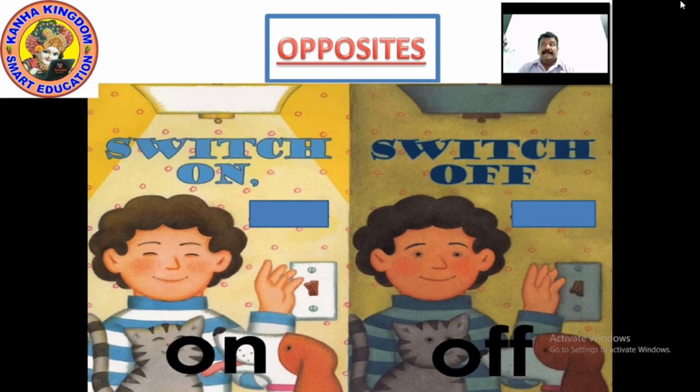Here you can see opposites, switch on and switch off. When you switch on, what happens? The light starts giving light. So it becomes bright. You can see everything. If the light is not there, how will it become?